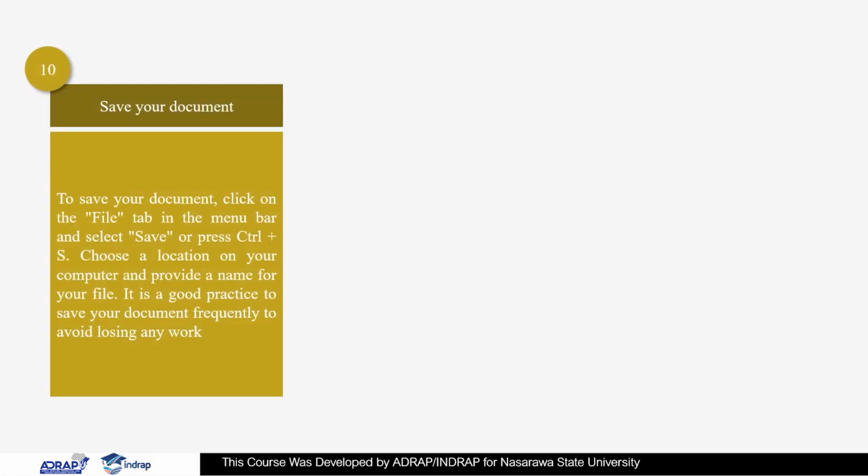Saving your document. To save your document, click on the File tab in the menu bar and select Save or press Ctrl and S together. Choose a location on your computer and provide a name for the file. It is a good practice to save your documents frequently to avoid losing any work.